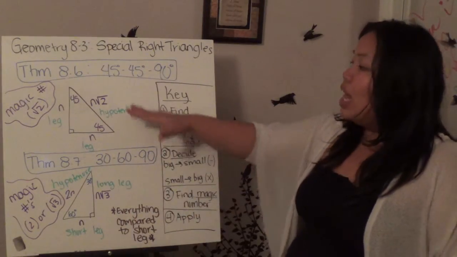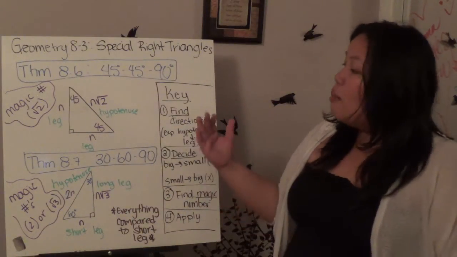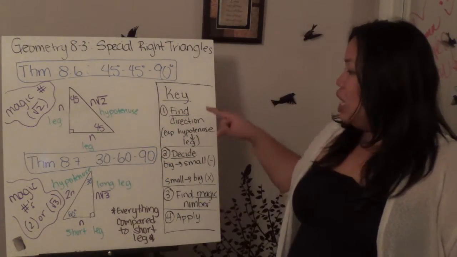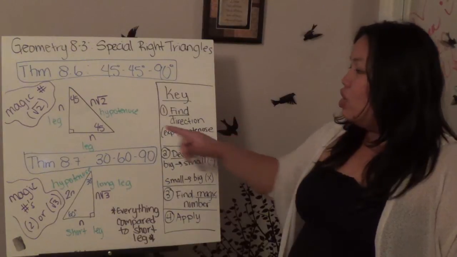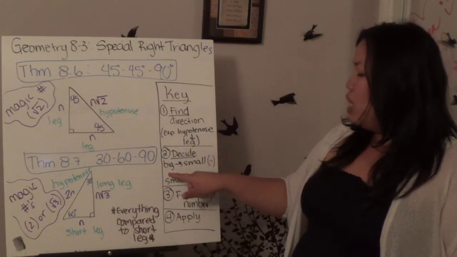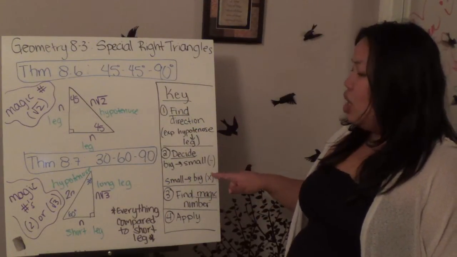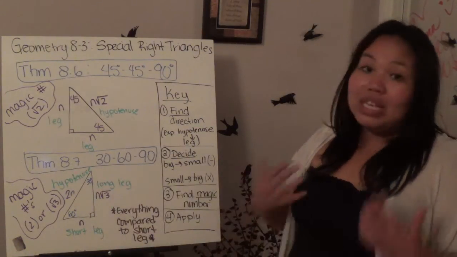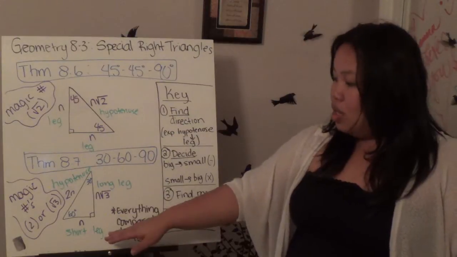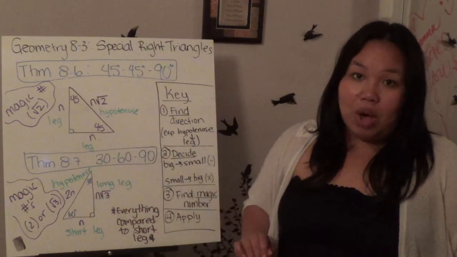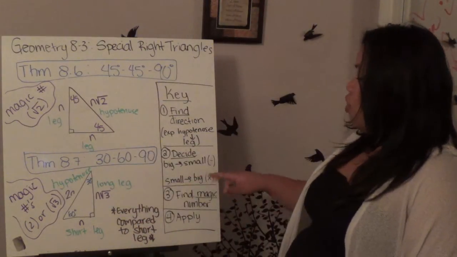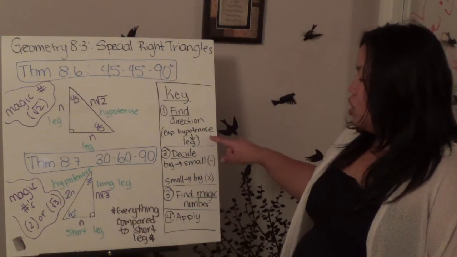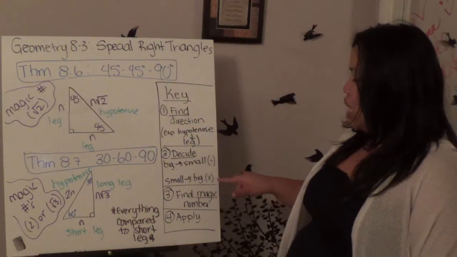So if I have the measurement for the hypotenuse, but I want to find the leg, then I'm going from hypotenuse to leg, that'd be my direction. But then hypotenuse is bigger than leg, so I'm going from big to small, so I'm going to be dividing. For example, if I'm going from short leg to hypotenuse, that means they gave me the measurement of the short leg, but I want to find the hypotenuse. That would go from small to big, and I would be multiplying.